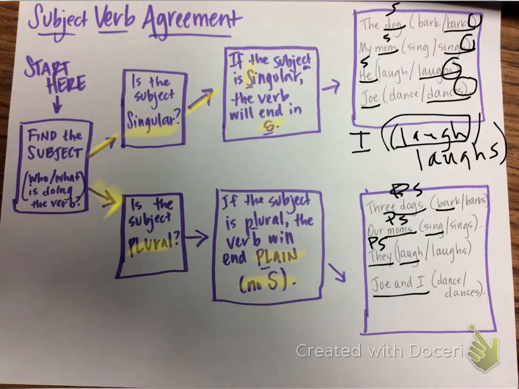Joe and I, because there's 2 people, that is a plural subject. This is called a compound subject. That means that there's more than one. So Joe and I is a plural subject, so we get a plain ending verb.